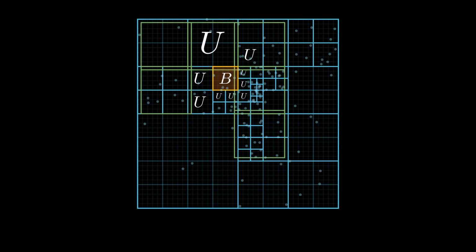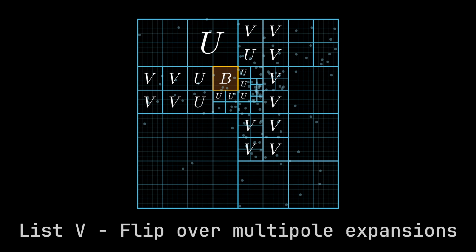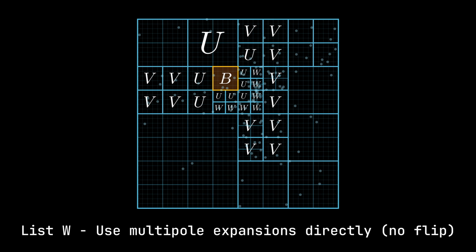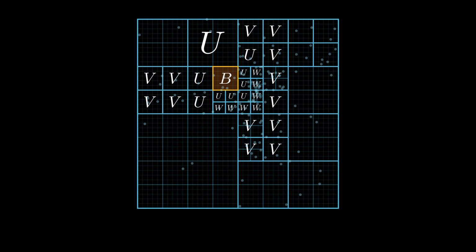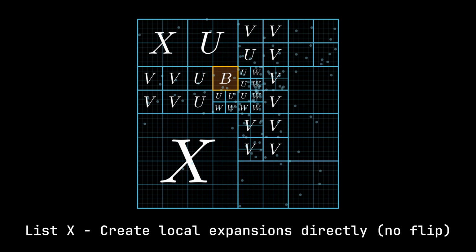If we look at all boxes adjacent to B's parent, which are on the same level, then go back to the children, then list V contains all of those children that are separated from B. These are the boxes from which we flip multipole expansions. Lists W and X are duals of each other, and are the 2 new lists created to deal with the size mismatch. List W contains all boxes smaller than B which don't touch B, that are descendants of B's same level neighbors, which we have to deal with by individually evaluating the multipole expansion for. List X is the opposite, so if some box is in B's list W, then B is in that box's list X, and we have to create its local expansion from individual particles.